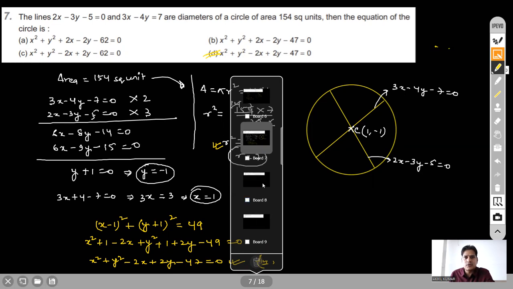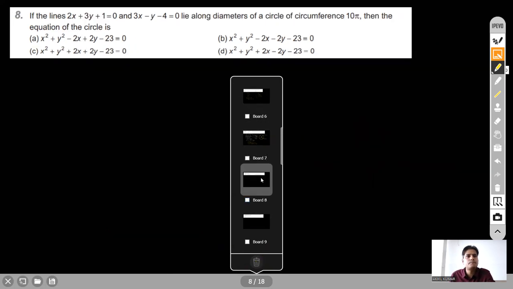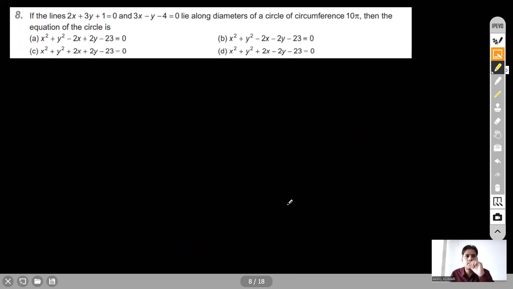Let's take the next question, question number 8. It says, if the lines given lie along the diameters of the circle of circumference 10 pi, then the equation of the circle is. It is the same as what we have done earlier. These two equations are given: 2x plus 3y plus 1 equals 0. It lies along the diameters, which means the equation of the diameter will be the same as what is given here.